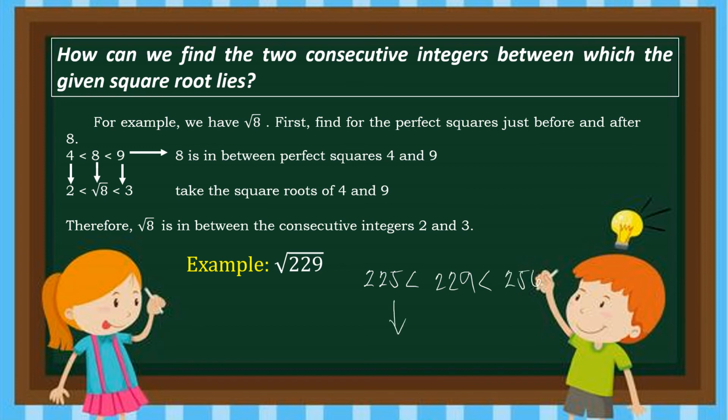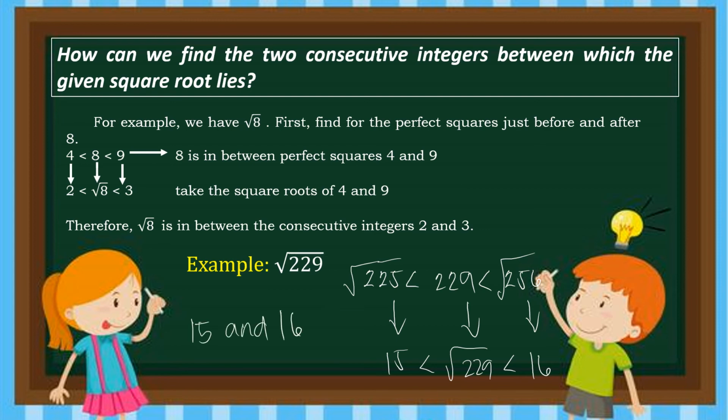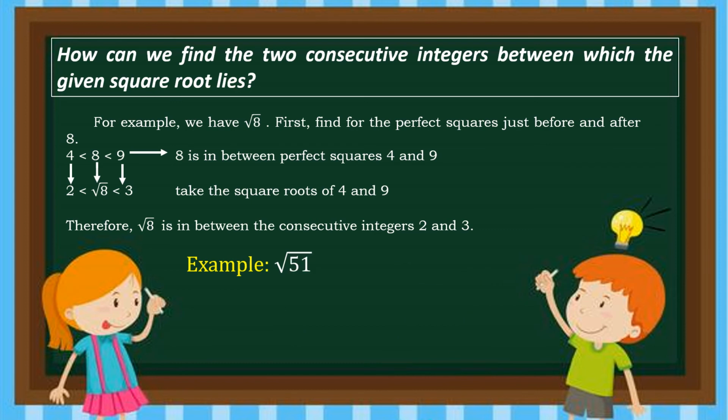So, ang next step natin, syempre, is to take their square roots. Diba? Kuha natin yung mga square root nila. So, the square root of 225 is 15. It's less than the square root of 229. And the square root of 229 is less than the square root of 256, which is 16. So, we can find the square root of 229 between 15 and 16. Nasa pagitan siya ng dalawang number na yan. This is our fourth example.